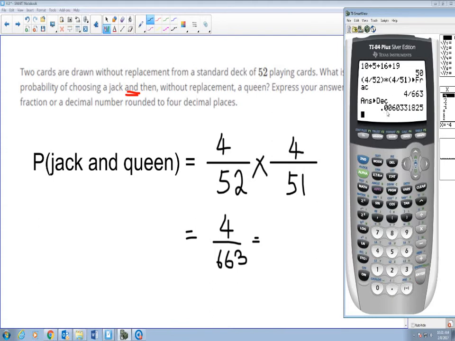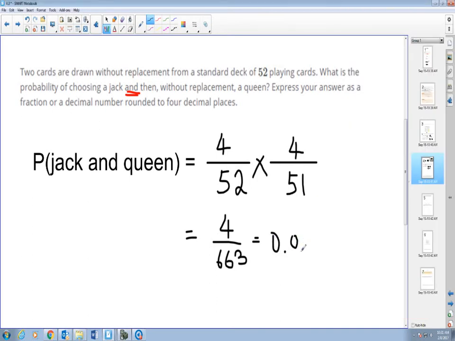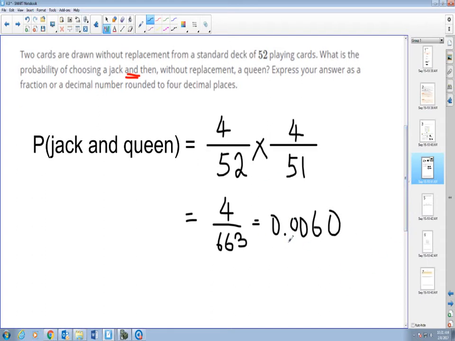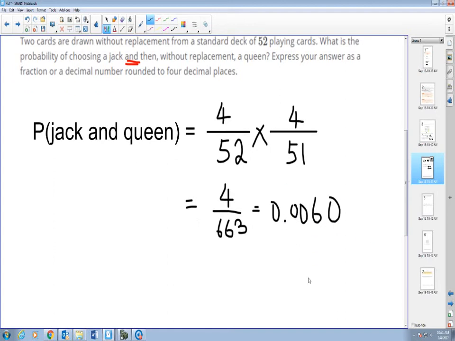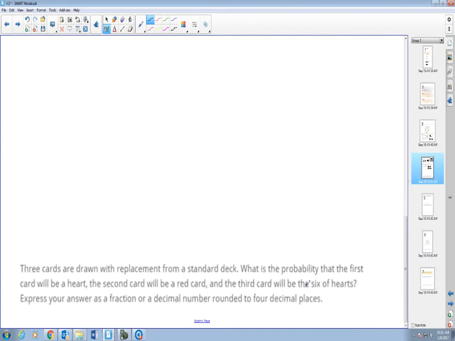Or I can have a decimal answer, which, if I round to 4 decimal places, would be 0.0060. This is less than 0.05, so this is extremely unlikely to occur because this is an unusual event. Anything less than 5% or 0.05 is not likely. This is 0.006, even way smaller.